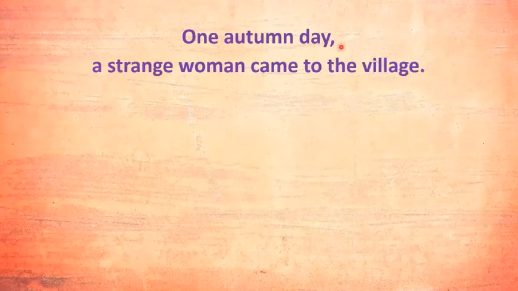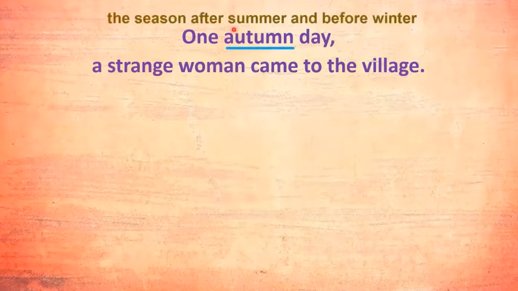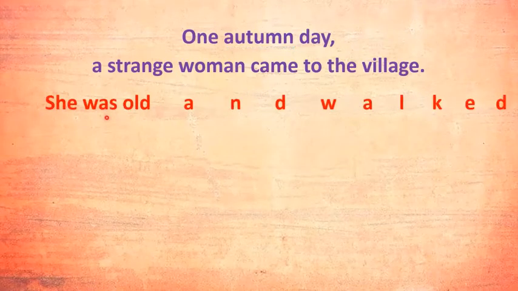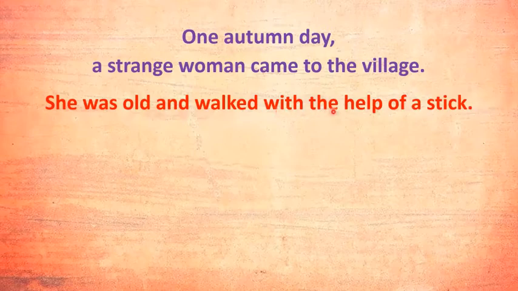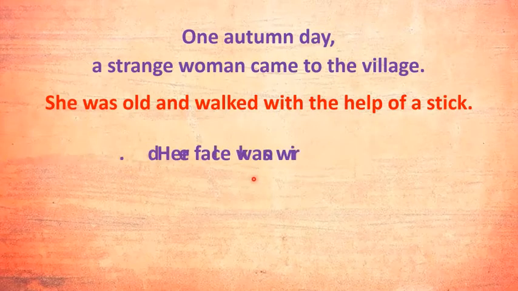A strange woman came to the village. One autumn day, a strange woman came to the village. Autumn means the season after summer and before winter. September to November will be autumn season, children. Now, she was old and walked with the help of a stick.